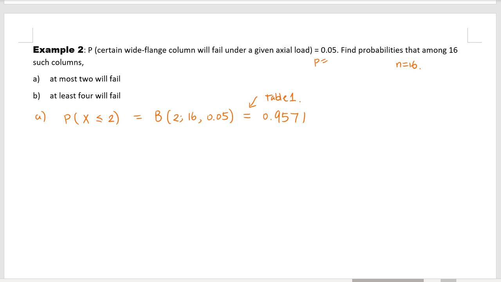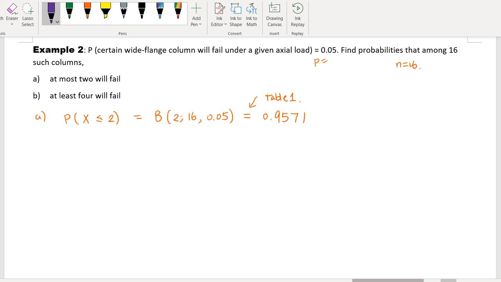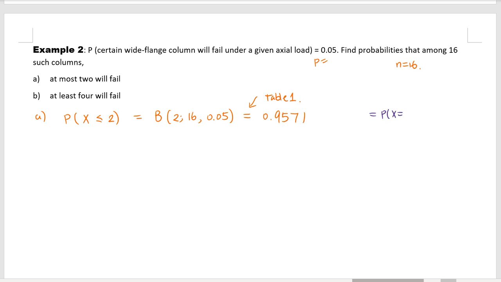Of course, if you want to compute using the PMF, you can still do it. But to compute the PMF, you have to find what is P of x equals 1 and what is P of x equals 2. You need to compute both of them and add them up together. Okay, and let's continue.